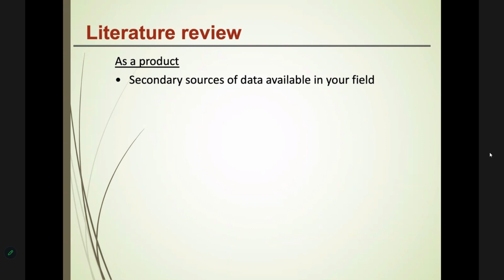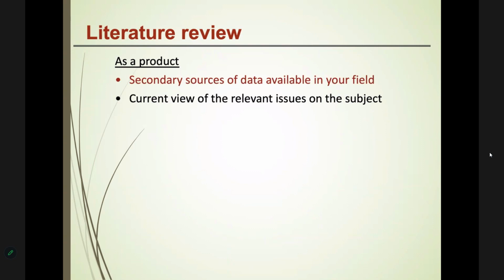So it can be published in a journal, in a conference paper, on an online database or an online website, in a magazine or a newspaper article. It can be anywhere, but it is a secondary source. That means you are not the person who really collects the data primarily. You only gather the data which is already out there, right? So the literature is generally considered a secondary source of data available in your field of study.